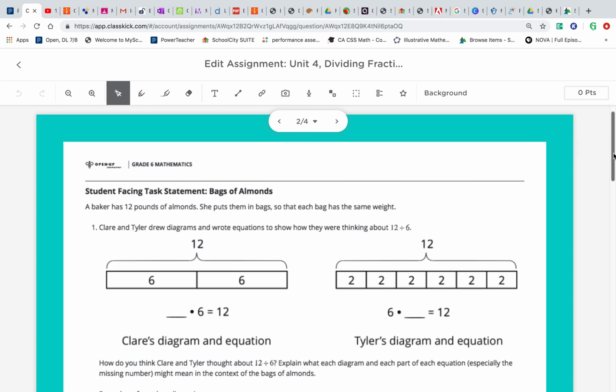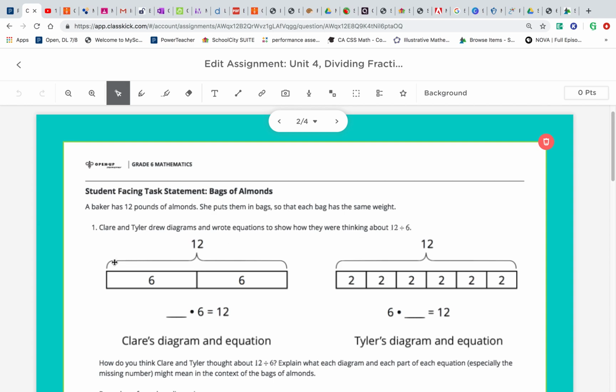All right, so today we're going to have a task involving a bag of almonds. And it says here that a baker has 12 pounds of almonds. She puts them in bags so that each bag has the same weight. Okay, so they both weigh the same thing. And they drew diagrams and wrote equations to show how they were thinking about 12 divided by 6.